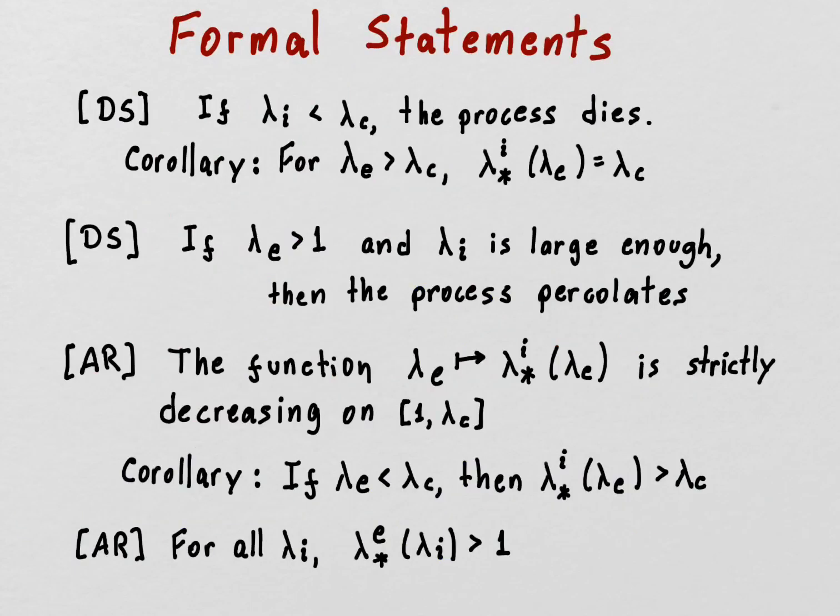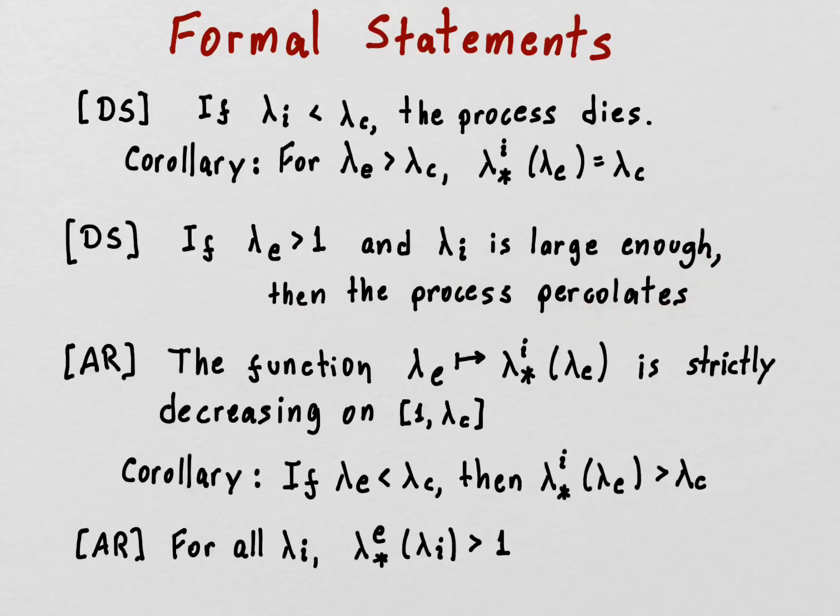Stating those results more formally, the two results by Darret and Shinasi are that first, if lambda I is subcritical, the process dies. And that means when lambda E is larger than lambda C, then this critical value of lambda I, which in principle was not so well defined because there's no monotonicity in that region of the phase space, equals lambda C. And the second result is that when lambda E is strictly larger than 1, we can always pick lambda I large enough so that the system percolates.